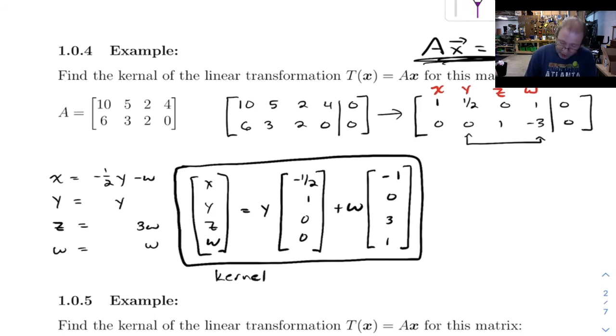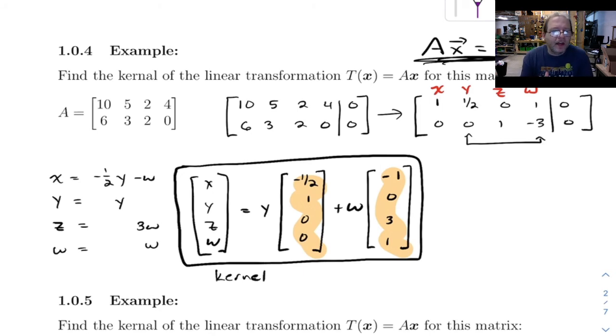If you wanted to, you could extract these two vectors here, this guy and this guy, and say those form a basis of the kernel. And that's just as good because it tells you how to generate all the vectors in the kernel. But the book does something a little different.